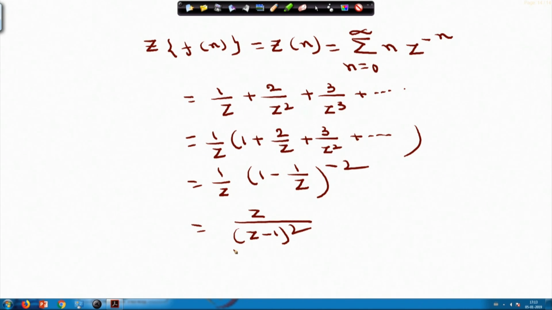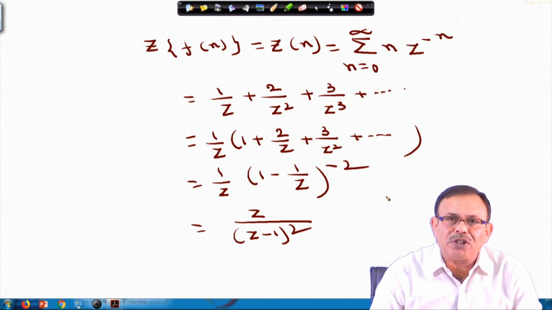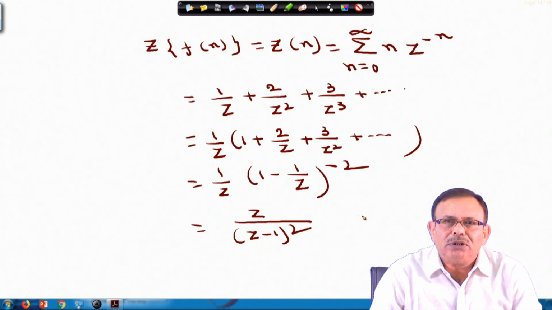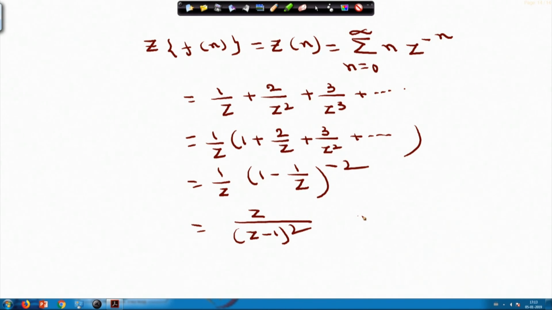So either by that way or by simply evaluating the series and then simple manipulations, I can tell that z transform of n equals z by z minus 1 whole square. In the next class we will do some properties of z transform, and we will see more on how to find the z transform of some important functions.